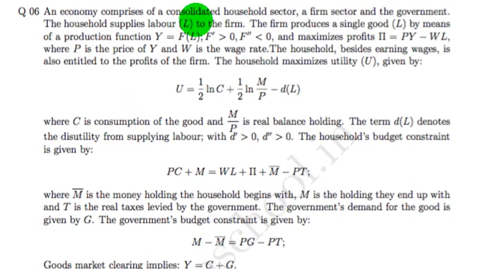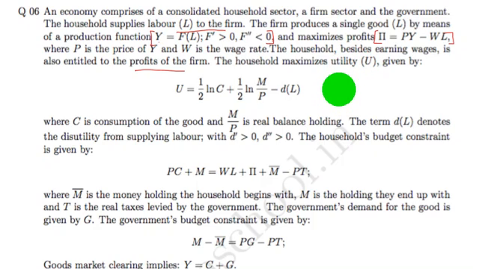An economy comprises a consolidated household sector, a firm sector, and a government. The household supplies labor to the firm, which produces a single good by means of production. We are given this, and the firm maximizes profit; a profit function has also been given. Here P is the price of Y and W is the wage rate. The household, besides earning wages, is also entitled to the profits of the firm.